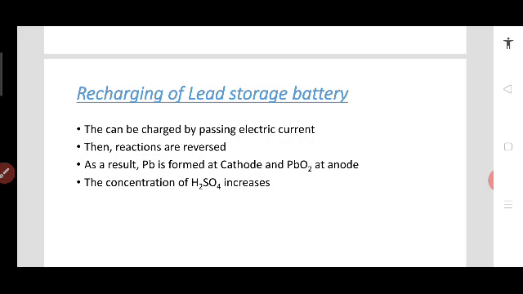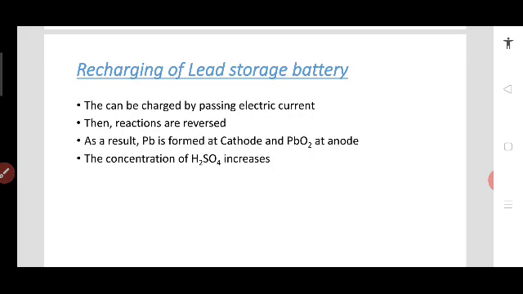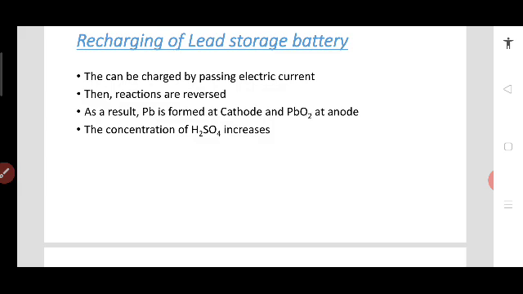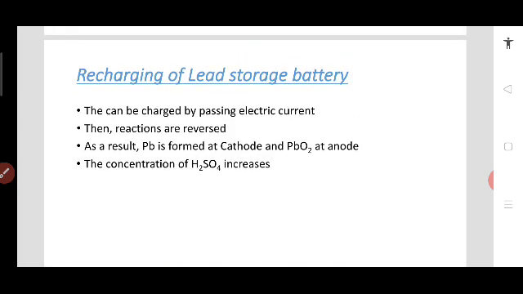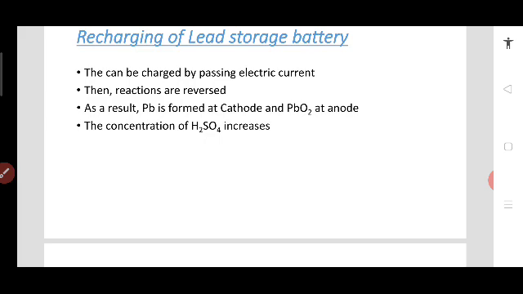In recharging, the lead storage battery can be charged by passing an electric current. Then the reactions are reversible. Whatever reactions exist in discharging, quite opposite reactions take place; where oxidation took place, reduction takes place. So in the discharging the battery acts as a voltaic or galvanic cell, but in the recharging of the lead storage battery it acts as an electrolytic cell. As a result, Pb is formed at the cathode and PbO2 at the anode. The concentration of H2SO4 increases.